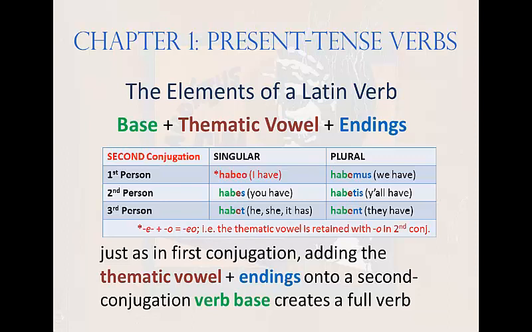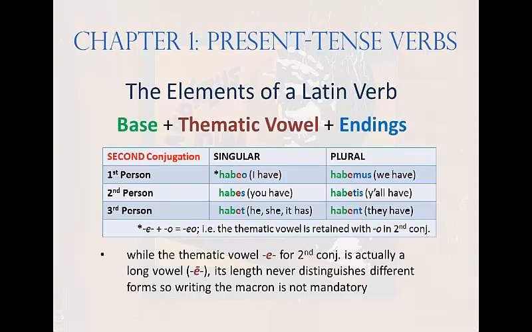Habent, they have. Notice that in the first person singular of second conjugation, unlike in first conjugation, the thematic vowel is not lost, resulting in a double vowel E-O, pronounced e-o. While the second conjugation thematic vowel E is actually a long vowel, its length never distinguishes different forms, so writing the macron is not mandatory. But including it can help you remember that a verb is second conjugation, and so it's a good idea, even though the macron is not mandatory, to include it sometimes, for example with the second conjugation infinitive, as we'll see in a moment.